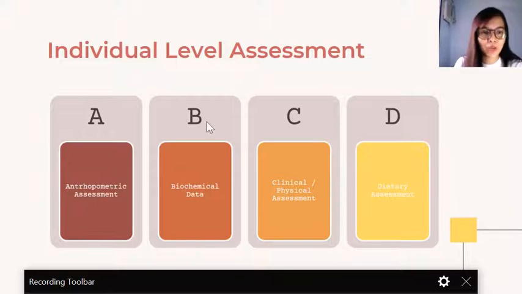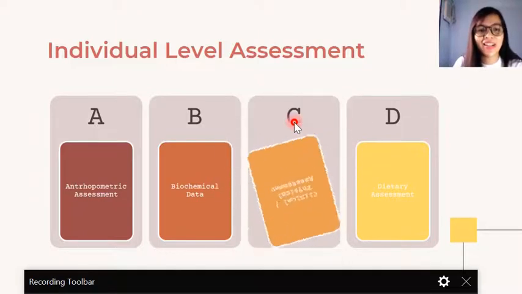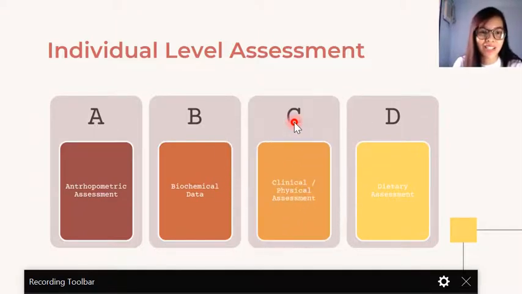So we're done with the A and the B. We're now here in the C, the clinical and physical assessment.